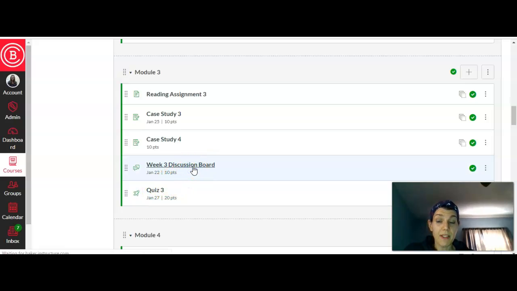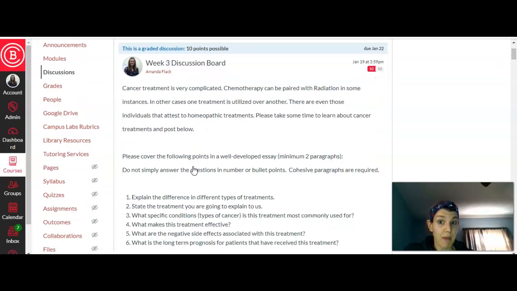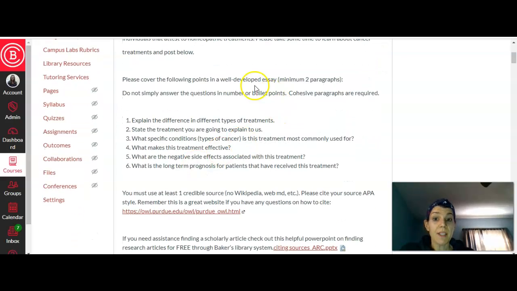In the discussion board this week, we're talking about cancer treatment. It's not so much that we're ignoring the genetics, but this week's discussion board will be focused on cancer treatment being complicated, and on chemotherapy and radiation. I want you guys to answer these questions in a cohesive paragraph right here. Do not simply list the numbers 1, 2, 3, 4, 5, 6. If you do so, your post will be docked. Please take the time to write an essay of sorts. I'm not looking for 5 pages. I'm looking for a couple solid paragraphs. That's it. And take time to read each other's posts. This is actually a really interesting topic.